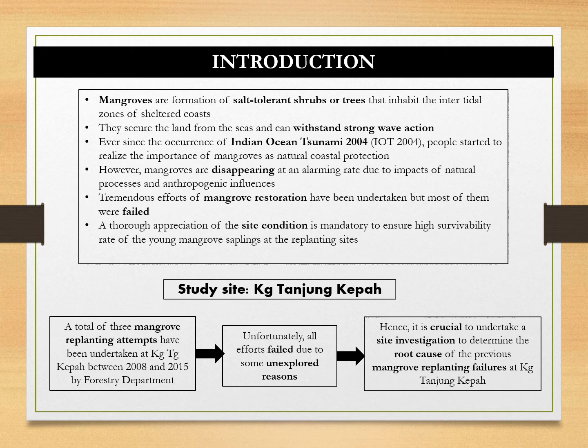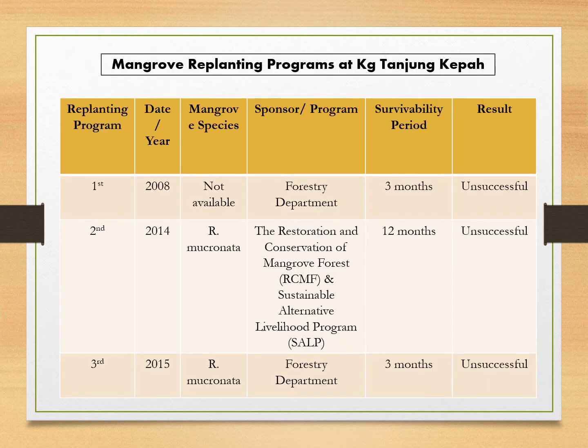A total of 3 mangrove replanting attempts were made at Kampung Tanjung Kepah between 2008 and 2015 by the Forestry Department. Unfortunately, all efforts failed due to some unexplored reasons. Hence, it is crucial to undertake a site investigation to determine the root cause of the previous mangrove replanting failures at Kampung Tanjung Kepah. As I mentioned before, there were 3 mangrove replanting programs conducted there. As you can see, all of them were unsuccessful.